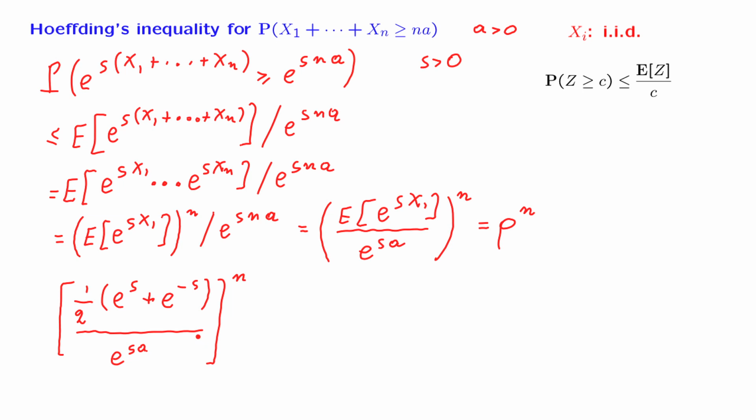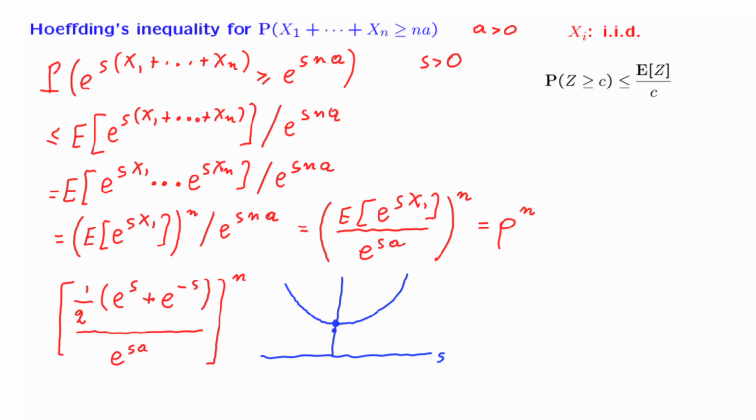Can we do that? Let's see. Let's look at the numerator as a function of s. When s is equal to 0, we have 1 plus 1 divided by 2. That gives us 1. And then as s moves away from 0, this function will have this kind of shape. And it is symmetric around 0 because we have an s and a -s here. In particular, the derivative of this function is 0 at 0.